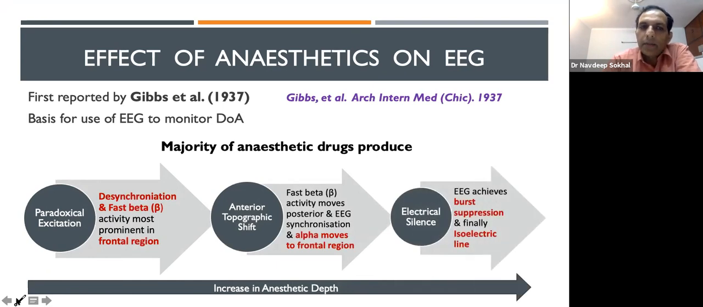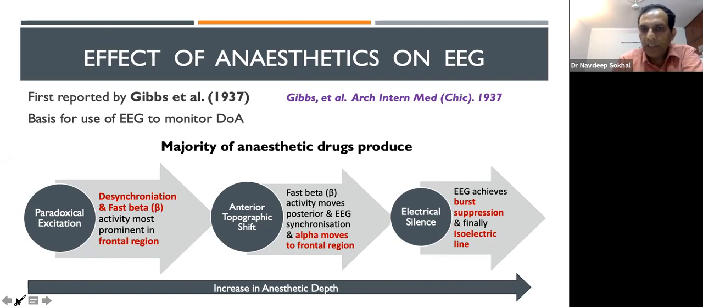You can see initially there is a phase of paradoxical excitation. Whenever you give an anesthetic drug to a patient, the initial phase is paradoxical excitation, wherein you have desynchronized fast beta activity prominent in the frontal region. This is a phase of excitation, wherein you have low amplitude and high frequency fast beta activity present in the frontal region. As the depth increases, there's a change, and this change is the anterior topographic shift. That means fast beta activity moves posteriorly towards the occipital region, whereas slow synchronized alpha waves appear in the frontal region.